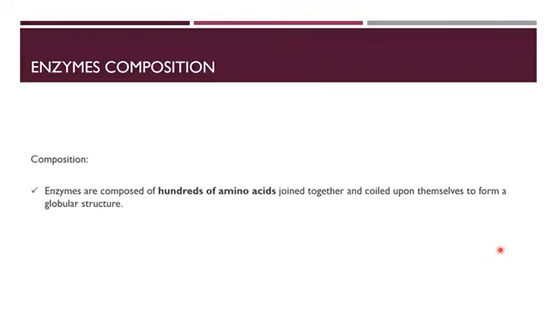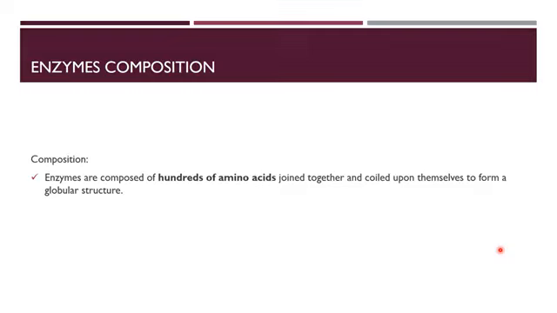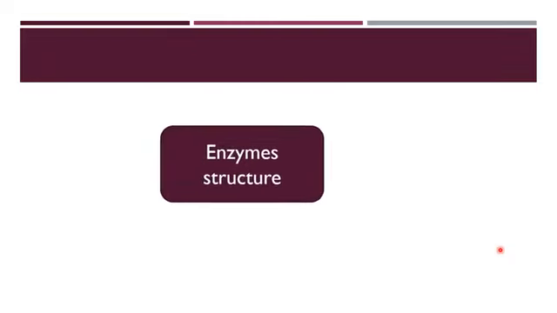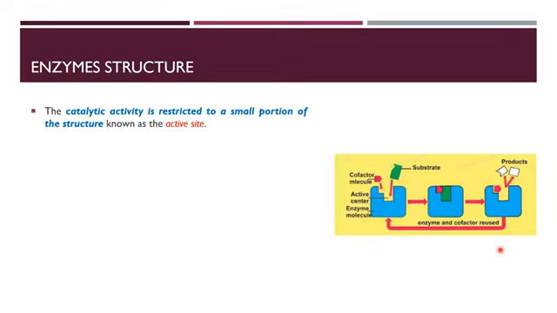Now the enzyme composition. Enzymes are made up of hundreds of amino acids joined together and coiled upon themselves to form a globular structure. Now the enzyme structure. The catalytic activity of the enzyme is restricted to a small portion of the structure that is known as the active site, as you can see here. This one is the entire enzyme, and this enzyme has this active site. It's a site to which the substrate will be attached and converted into the products. Catalytic activity is the type of activity in which substrate is converted into its product.